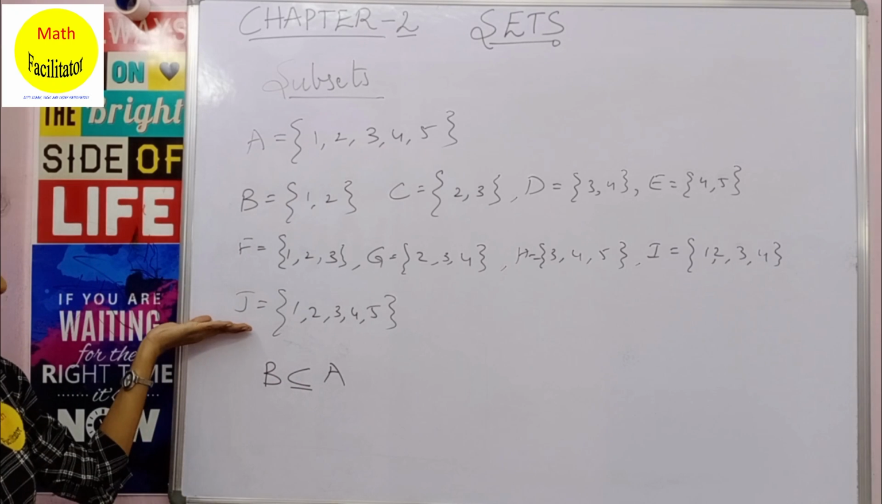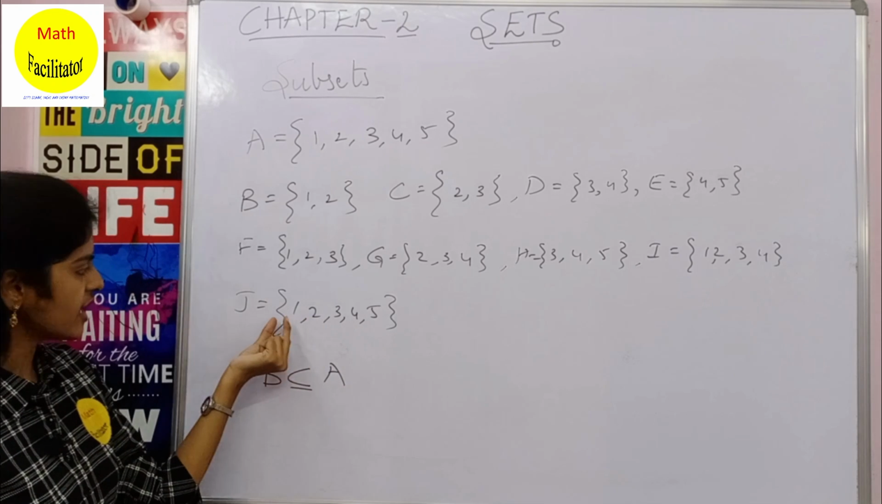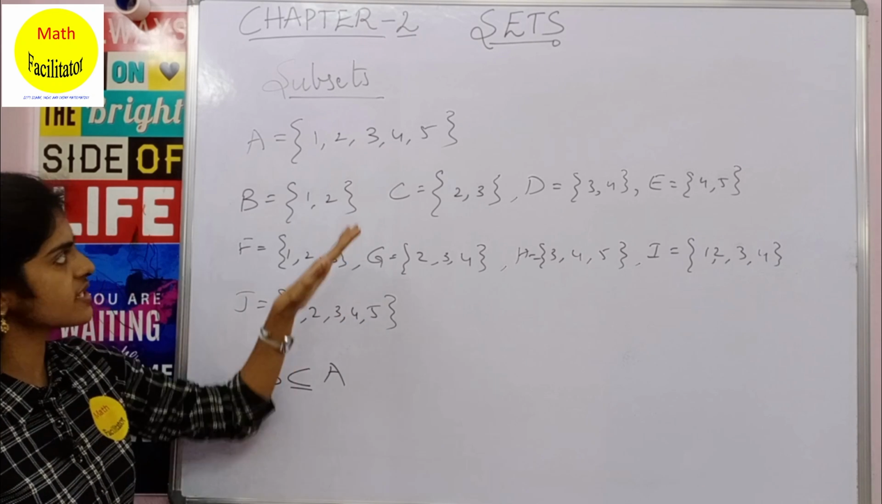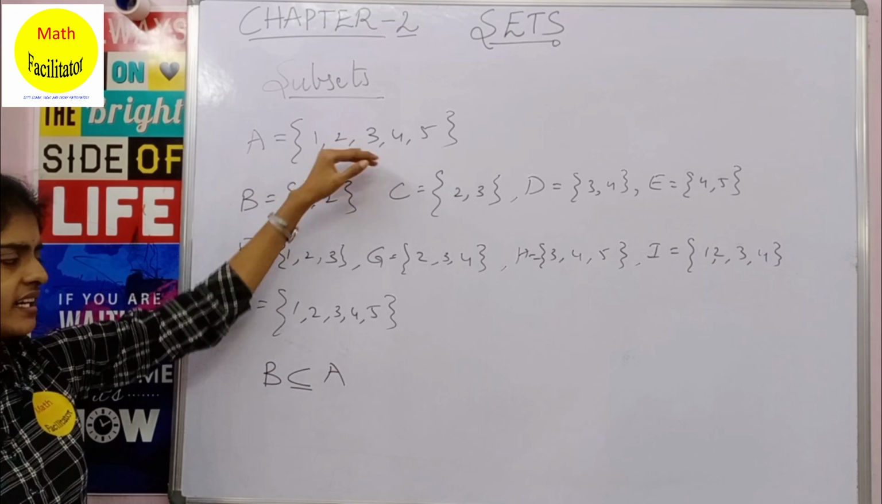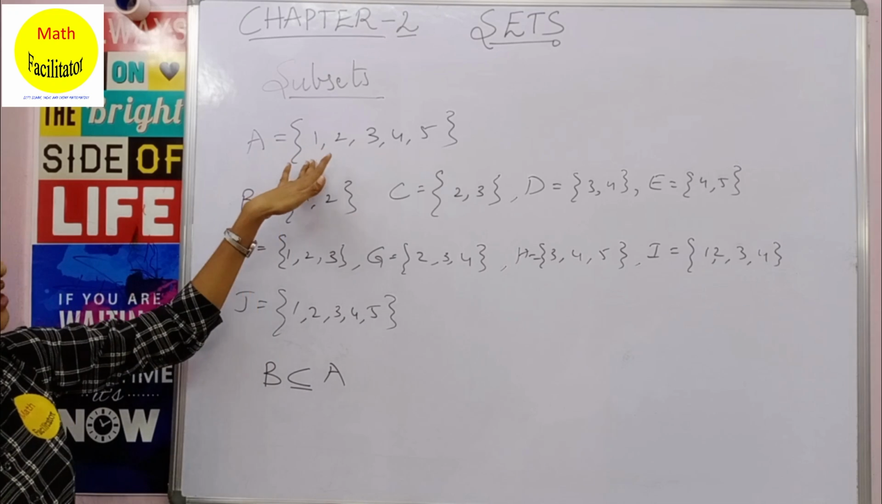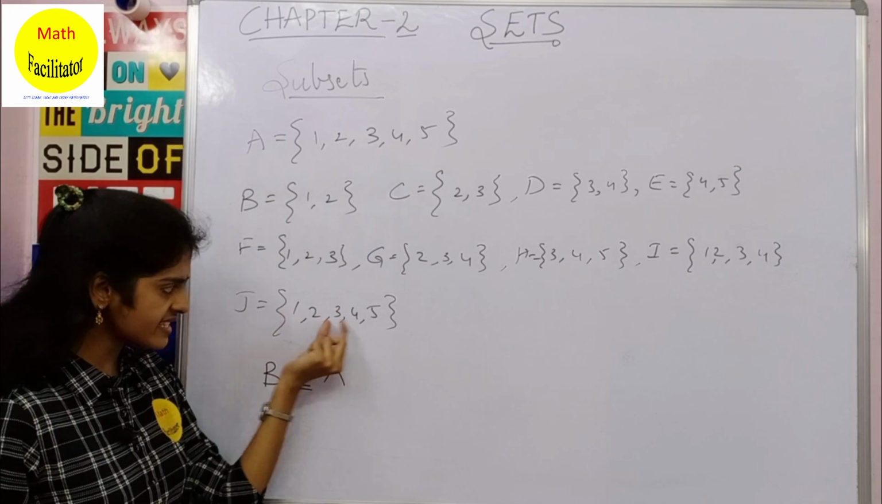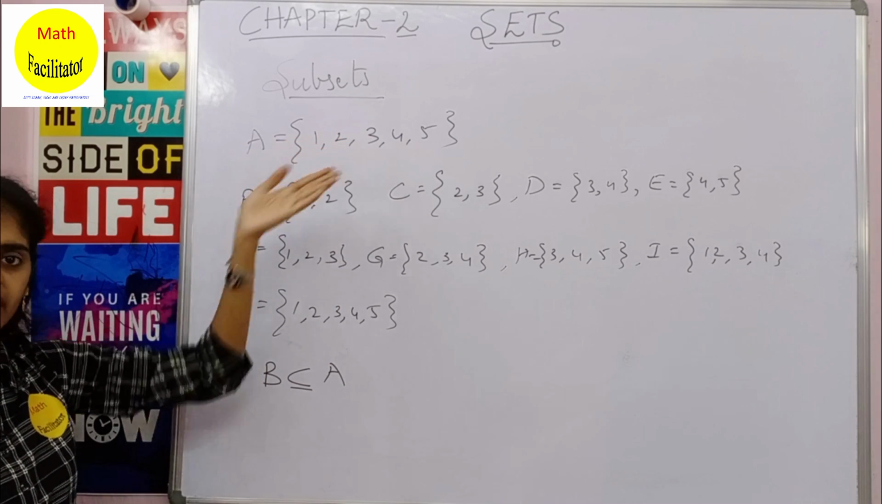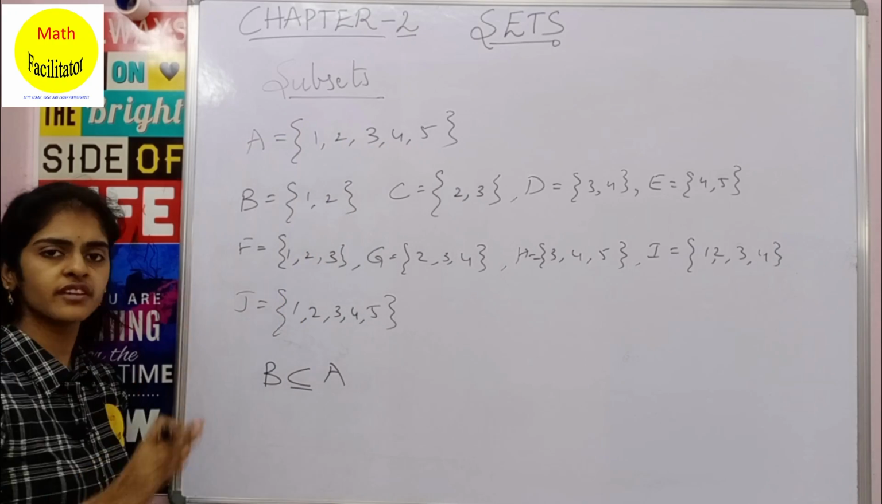Here in this example you see J is 1, 2, 3, 4, 5. Now every element of J is also an element of A. So you will say J is a subset of A. Clear? Now you can see 1, 2, 3, 4, 5 here, and here also you have 1, 2, 3, 4, 5. But still we will take it as a separate set, and this is a subset of A. So you will take the same set also, and the same set is also a subset of this set.